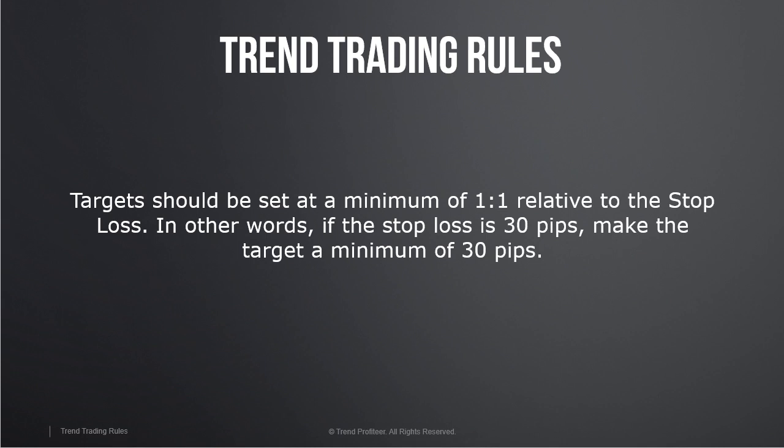So targets should be set to a minimum of 1-to-1 relative to the stop loss. In other words, if the stop loss is 30 pips, make the target a minimum of 30 pips. Now, this is a fairly simplistic guideline at best, so we go into that in a lot more detail in other lessons. But if you have your hard targets set to close the trade, then 1-to-1 really is the minimum. However, if you see some counter signals, there's no real rules in trading.